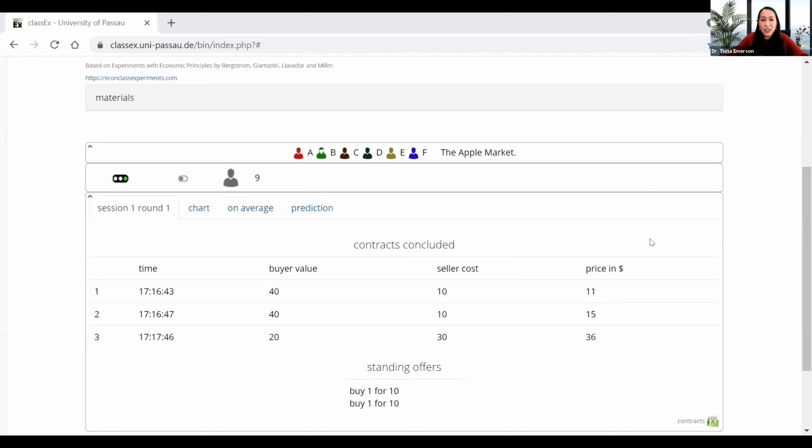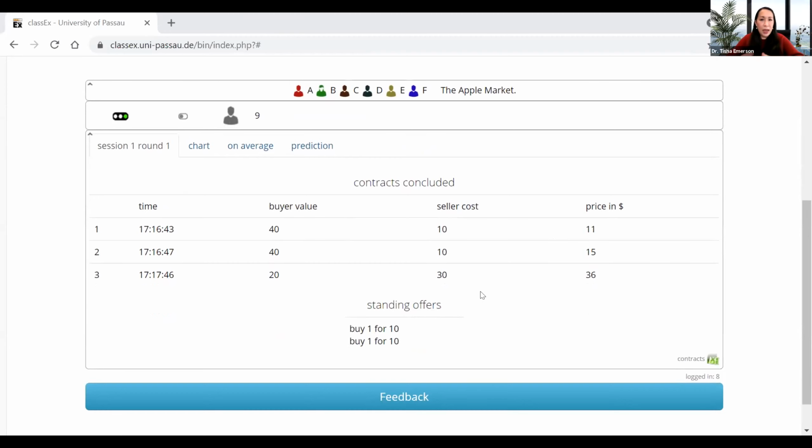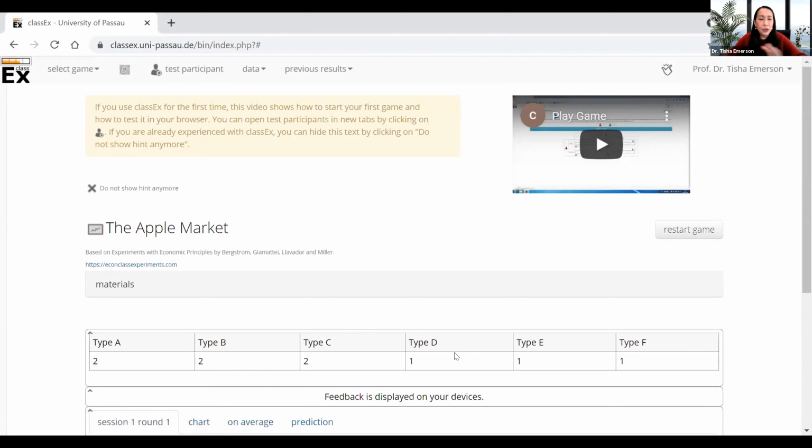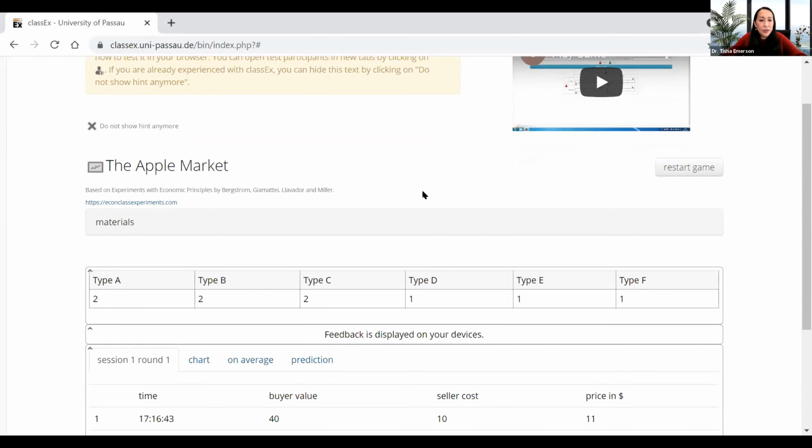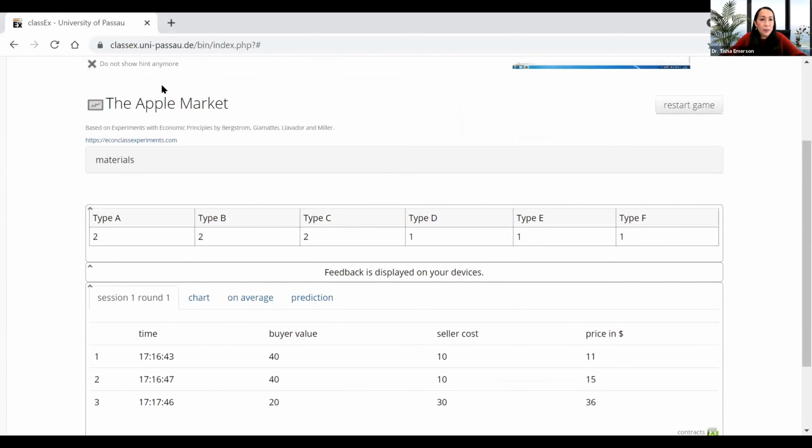And I think we might just have buyers left. So let's go ahead and stop. So you would have this period where the students are trading, and then you can stop what's happening. Now I'm going to the feedback, and what we can see are the different types that were assigned. We had a couple of people who were assigned type A. I believe type A is a buyer, and it has a certain buyer value. And we see all the different types.